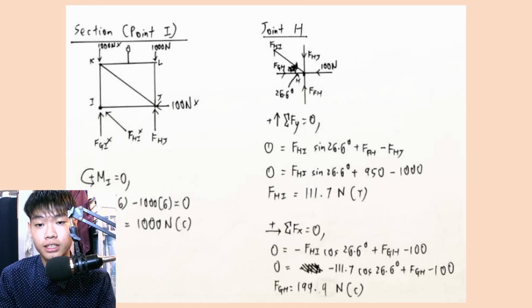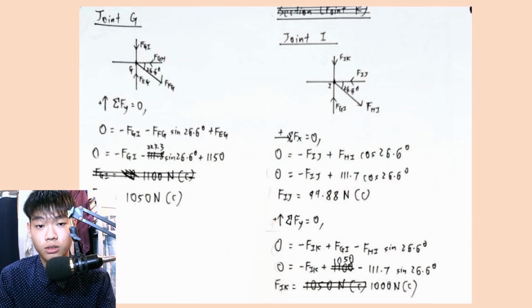At joint H, we will sum up the total forces in the Y component equal to 0 and find that the force in member HI is equal to 111.7 Newton, which is in tension. By summing the forces of the X component equal to 0, we can find that the force in member GH is equal to 199.9 Newton, which is in compression.